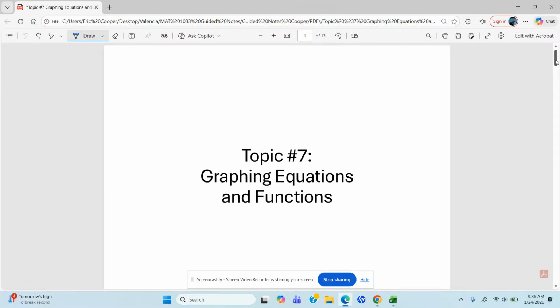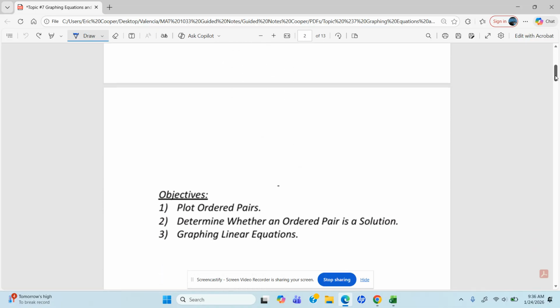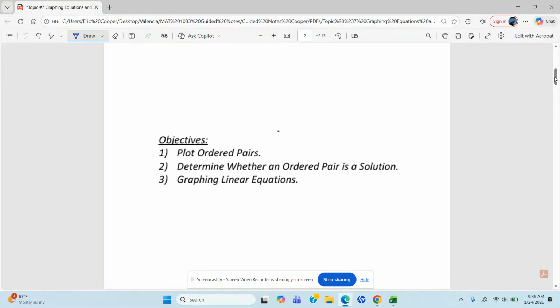Hello everybody, welcome to topic number 7, graphing equations and functions. For objectives today, we're going to learn about how to graph ordered pairs, we're going to determine whether an ordered pair is a solution, and we're going to show you tips and strategies for graphing different linear equations.